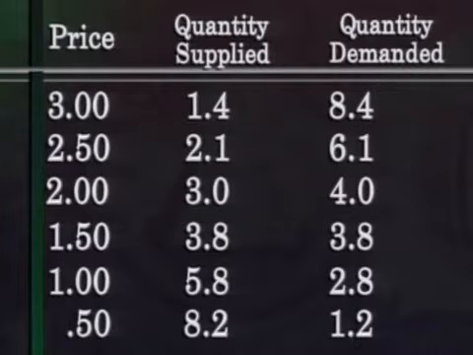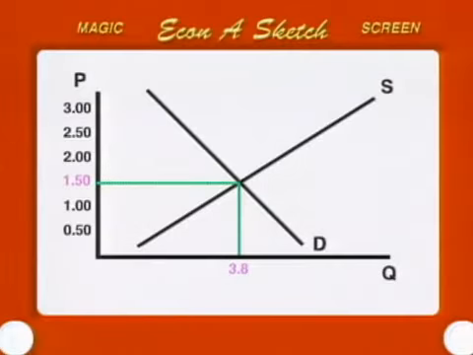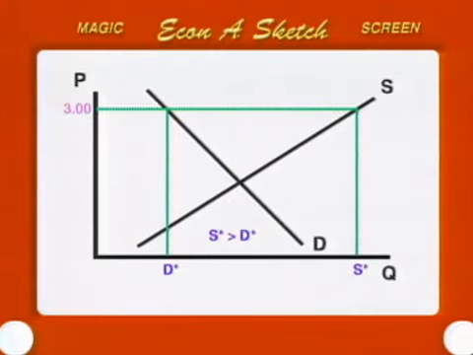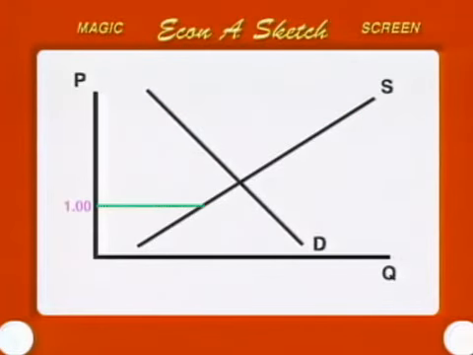In looking at the data, we see that when the price is $3, supply exceeds demand, and at $1, for example, demand exceeds supply. This market is in equilibrium when demand equals supply at $1.50. When we plot the demand and supply curves, we see their intersection represents equilibrium. In the graph, we see the familiar downward sloping demand curve and the upward sloping supply curve. At prices above $1.50, supply is greater than demand, and below $1.50, demand is greater than supply.